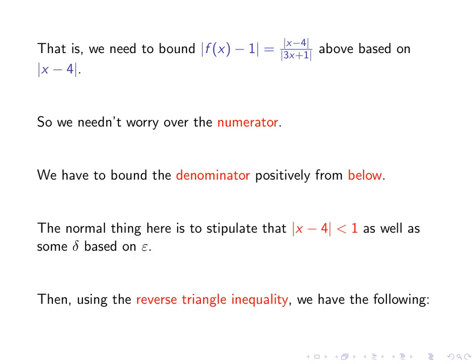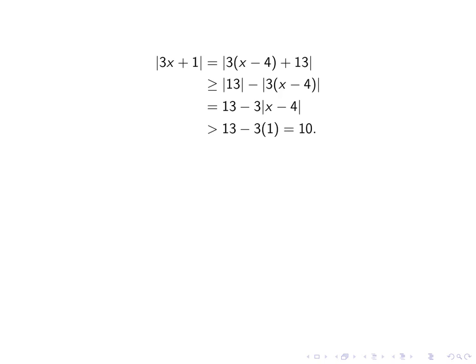So if you do that and you use the reverse triangle inequality, you get the following. I'll talk through it. We want to bound |3x + 1| positively from below, based on |x − 4|. Well, factor out an x − 4 and see what's left. You get 3(x − 4) + 13.